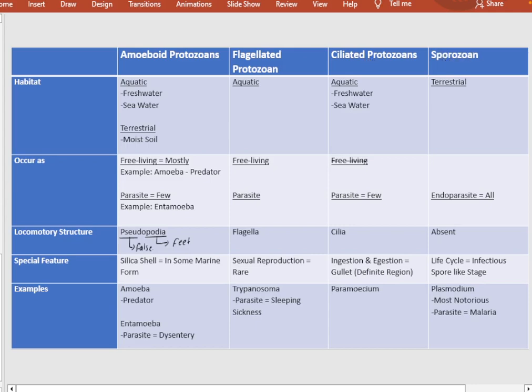Sporozoans, of course, like Plasmodium vivax, live inside humans, so that is terrestrial. Remember like this: sporozoans are terrestrial, flagellated and ciliated are aquatic, whereas amoeboid is aquatic and terrestrial.